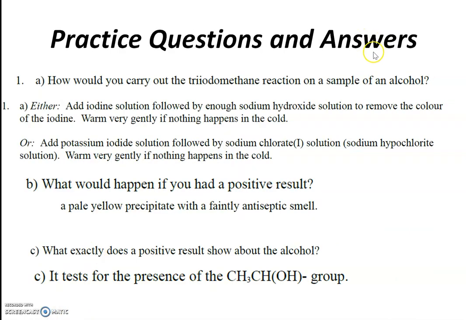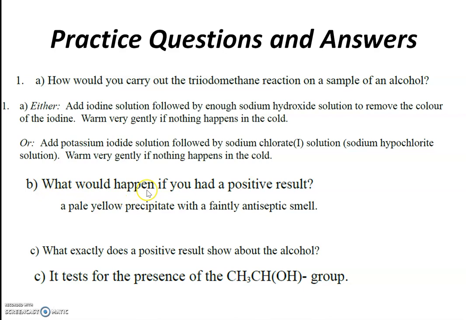Now let's try some questions based on the topic. How would you carry out the triiodomethane reaction on a sample of an alcohol? So you know that you need a reagent, and what reagents are necessary? We will add iodine solution followed by enough sodium hydroxide solution to remove the color of iodine. Then if the reaction does not happen, we will warm the solution very gently and we will get the pale yellow precipitate of triiodomethane. Or you can use another method: add potassium iodide solution followed by sodium chlorate solution, warm very gently if nothing happens in the cold, and in this case also the pale yellow precipitate will form.